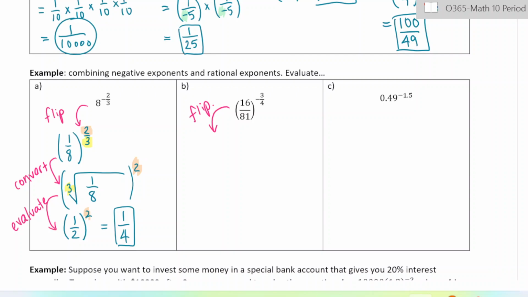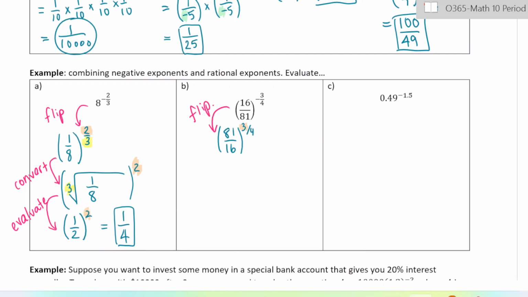The one mistake students make a lot is they flip the exponent and the base. They start flipping all the fractions. You just want to flip the base, because the rule is you want to divide instead of multiply. So the base gets flipped only. So 81/16. And then you can remove that negative sign on the exponent now.